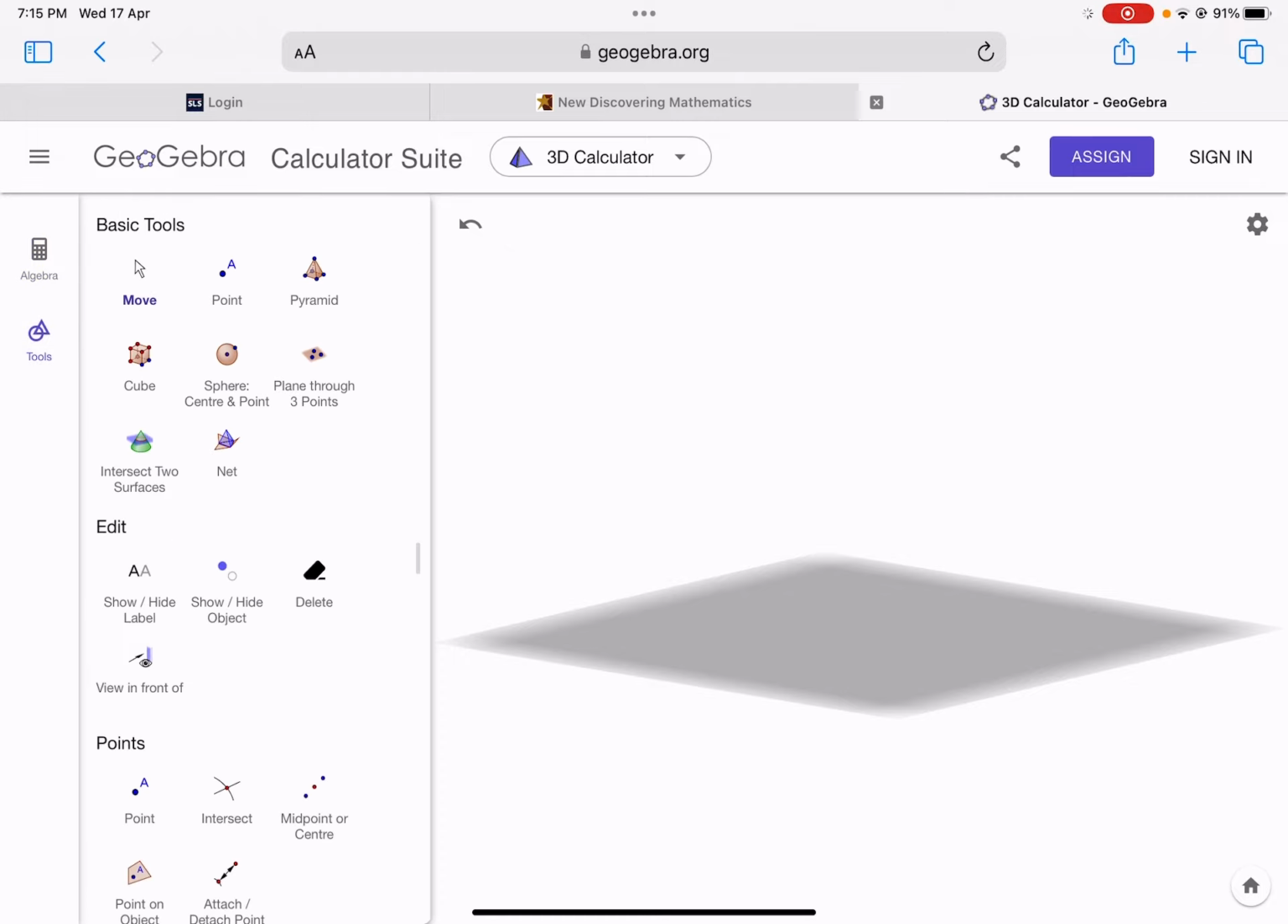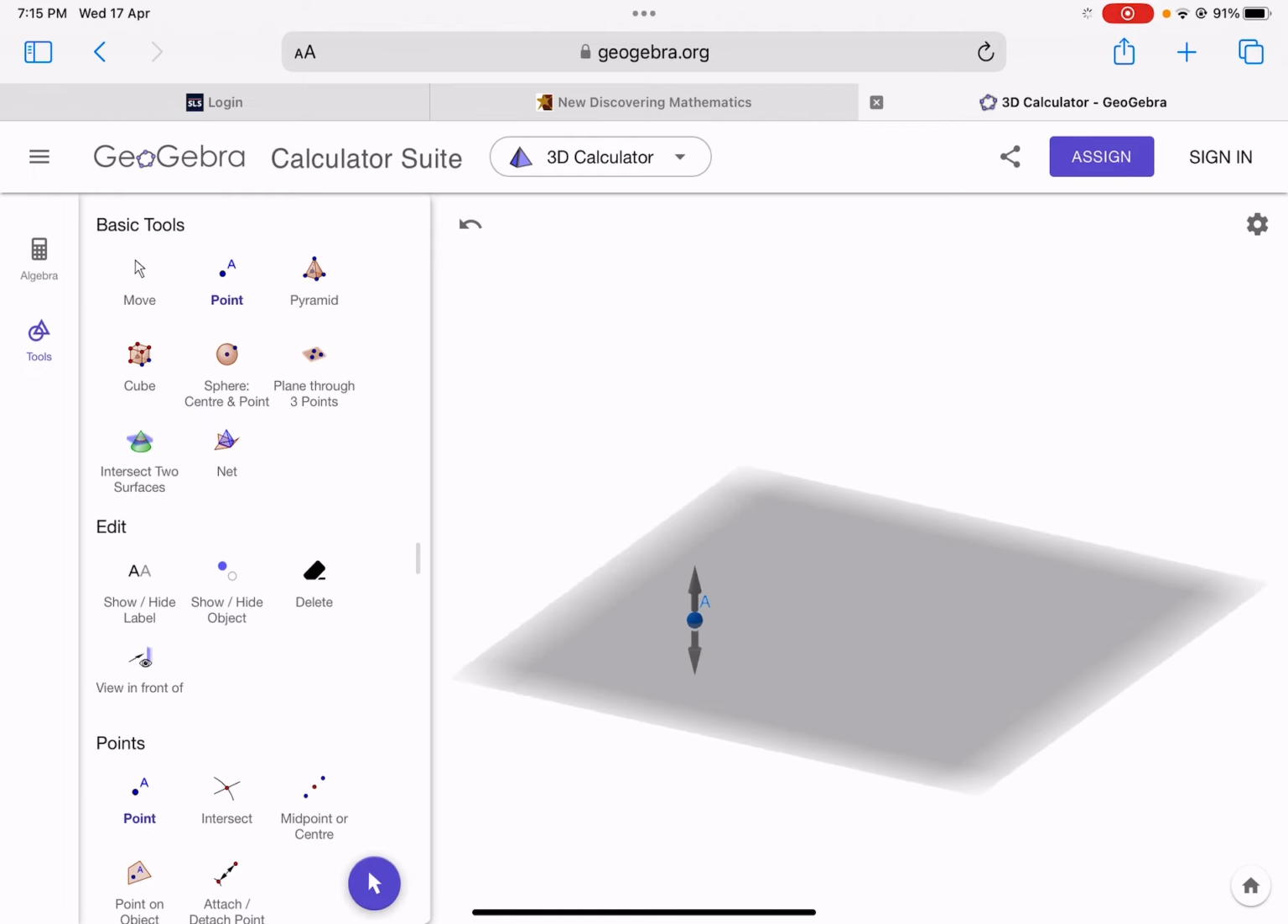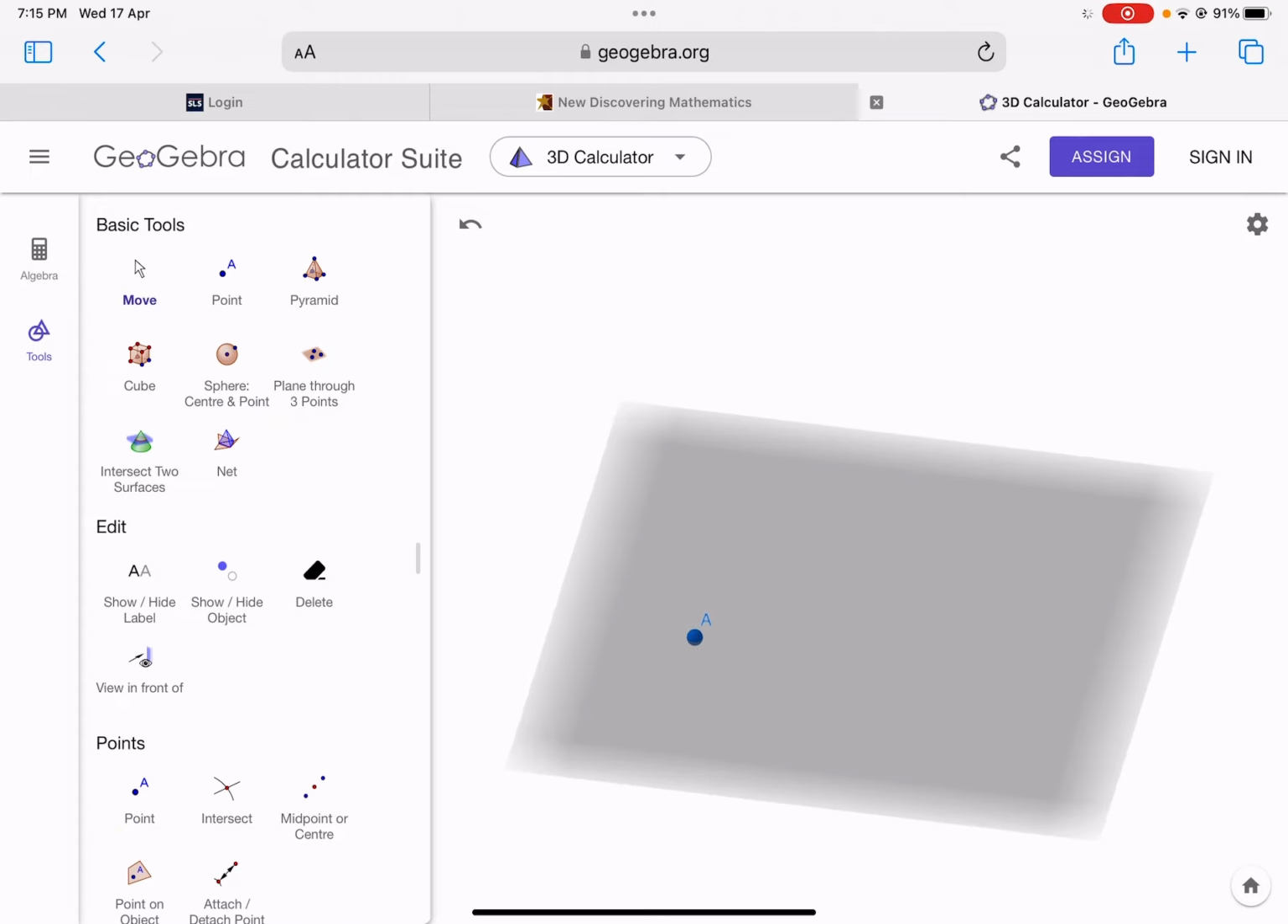Next, let us look at what is a point. Now I'm going to place a point on this plane. A point is basically a particular position on a plane. So it has no size. So the point A on this screen refers to that particular position.